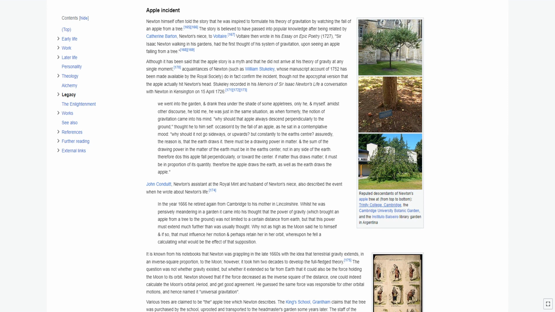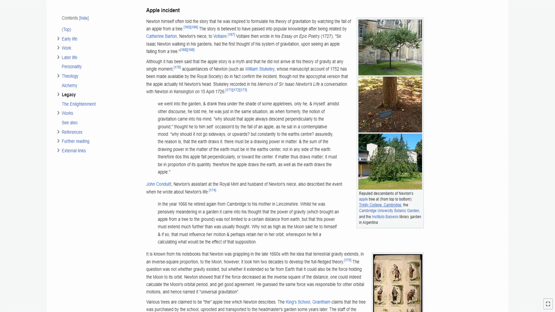The question was not whether gravity existed, but whether it extended so far from Earth that it could also be the force holding the moon to its orbit. Newton showed that if the force decreased as the inverse square of the distance, one could indeed calculate the moon's orbital period, and get good agreement. He guessed the same force was responsible for other orbital motions, and hence named it universal gravitation.